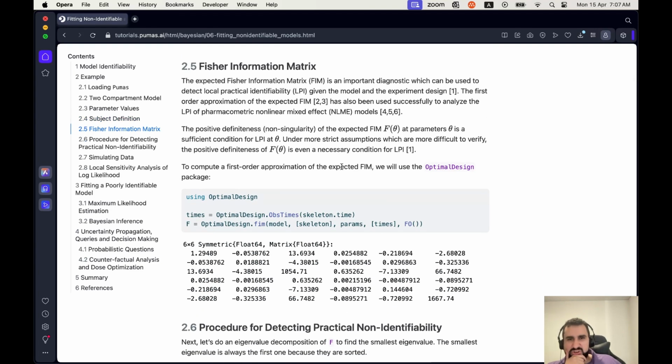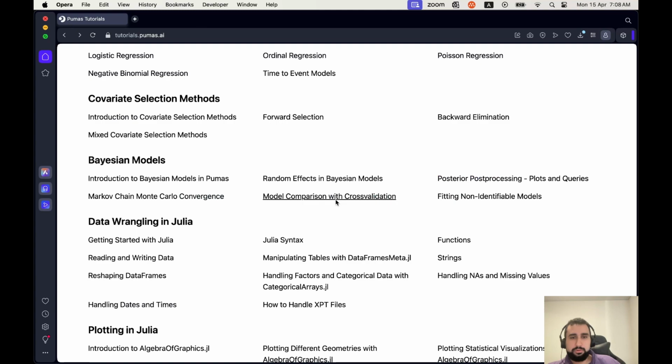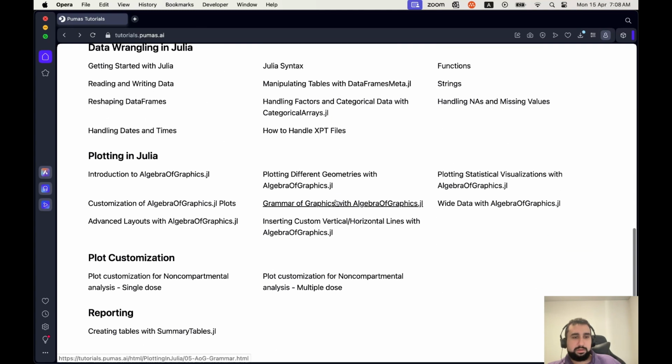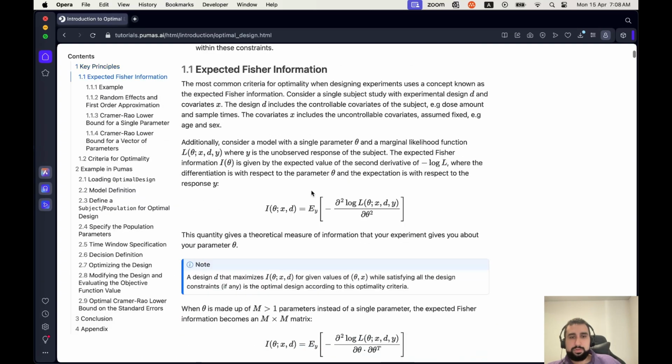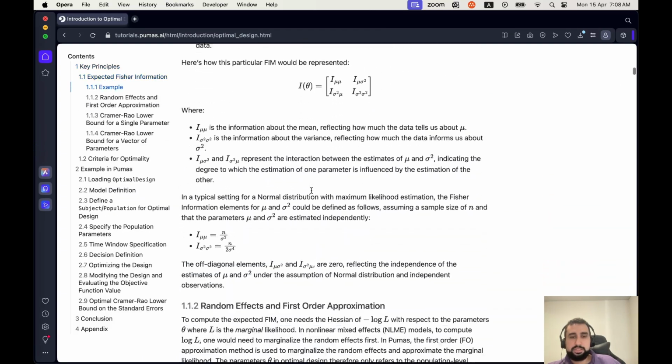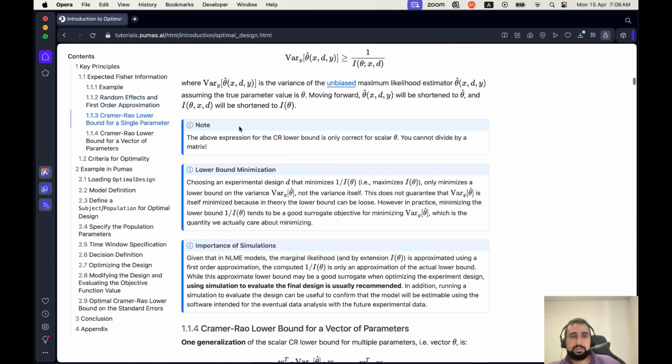Okay, so next, I want to show you a workflow for how you could detect non-identifiability or poor identifiability. What we're going to do is use this idea of a Fisher information matrix. For more about the Fisher information matrix, there is an entire tutorial. If I go back here, it's Introduction to Optimal Design, which goes through exactly what the Fisher information matrix is, what it means, and how to calculate it.